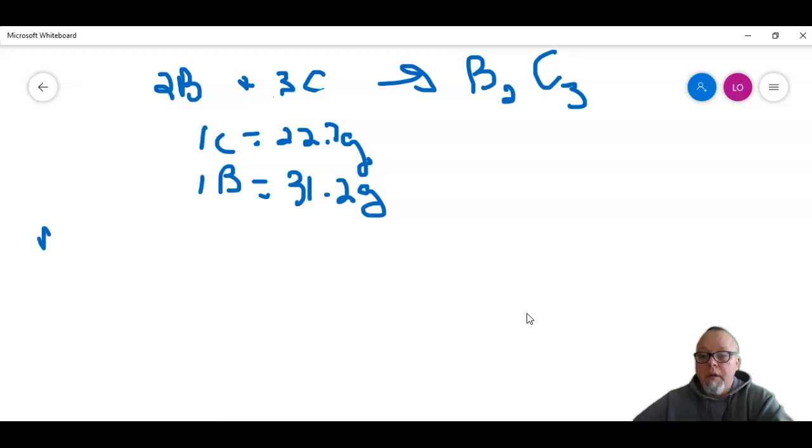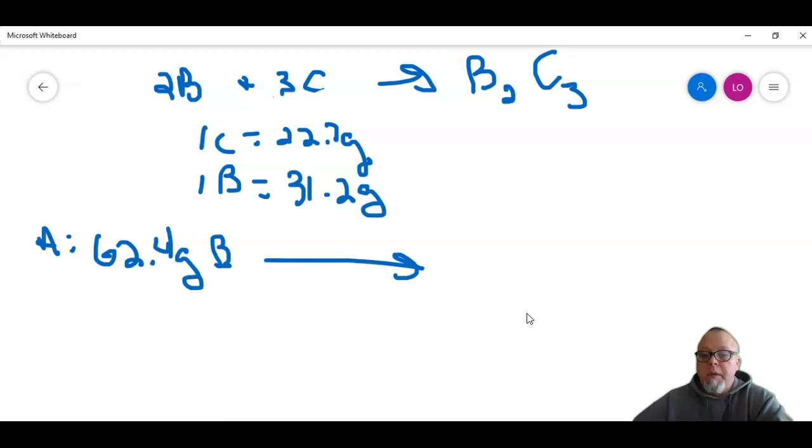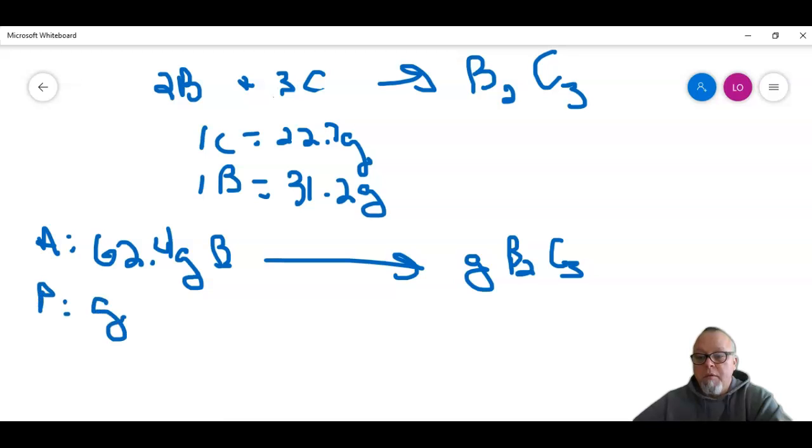So let's say I have, and I'm giving this problem to you, 62.4 grams of bread. And I want to know how many grams of sandwiches, how many grams of B2C3, I will make.